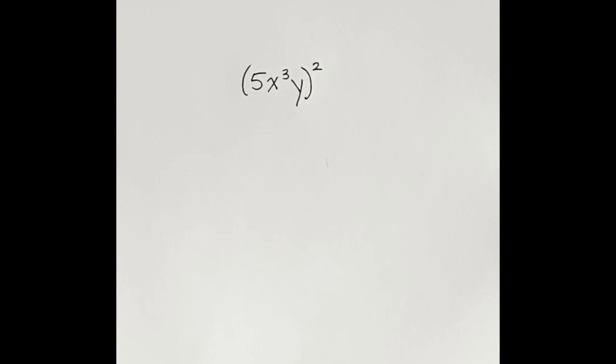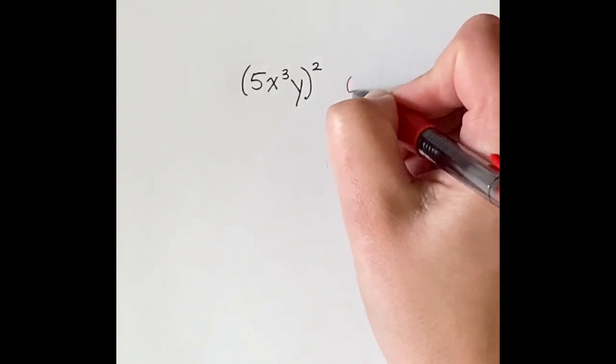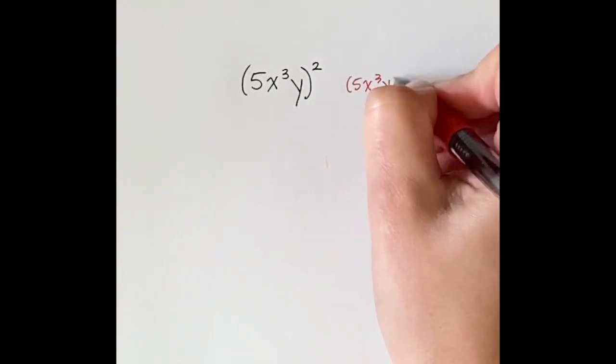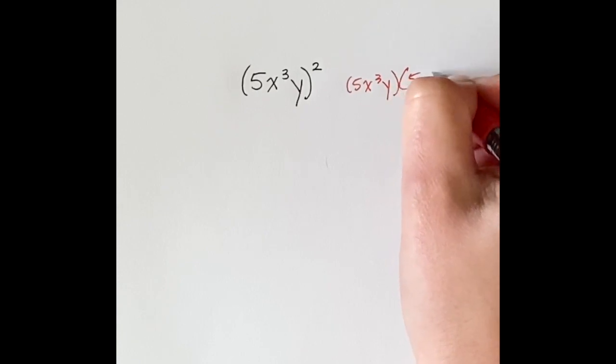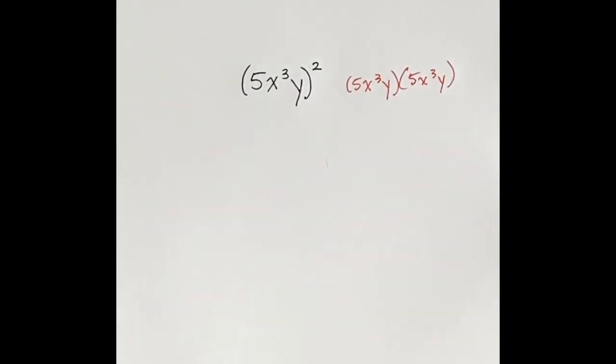Fancy work, Mrs. Savage. Here's another one. We see 5x cubed y, all of that taken to the 2nd power. Well, you could rewrite this twice. You could say 5x cubed y times 5x cubed y and handle it that way. That is one way that we could do this.